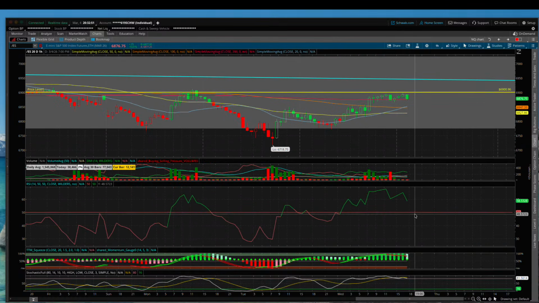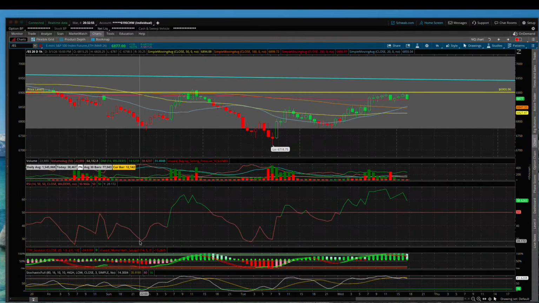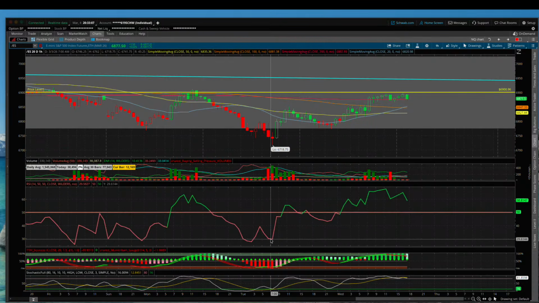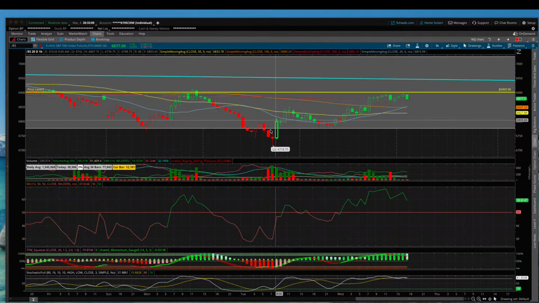Once it hits this 50 here, because we had this little bullish divergence that happened here when we double bottomed. When we bottomed here and then bottomed again, then we went up. We had that bullish divergence there, and that's what initiated the head of that inverse head and shoulders. Now that 6,900 is the neckline.